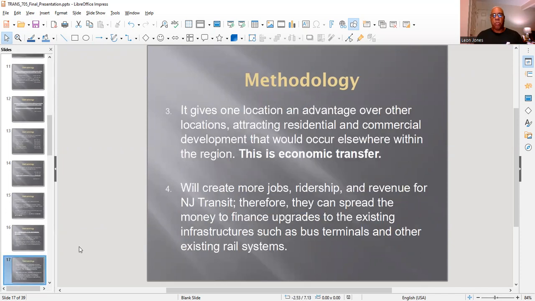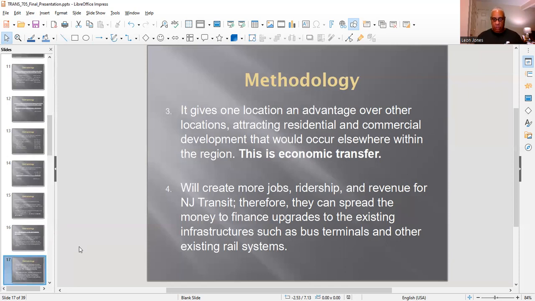It also gives one location an advantage over other locations by attracting residential and commercial development that would occur elsewhere within the region. This is known as economic transfer. It will create more jobs, ridership, and revenue for NJ Transit.